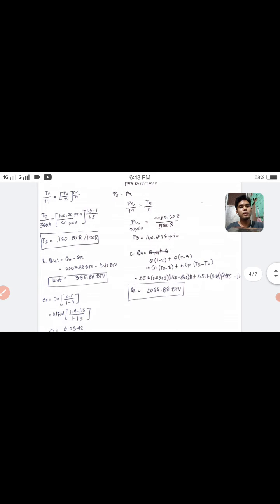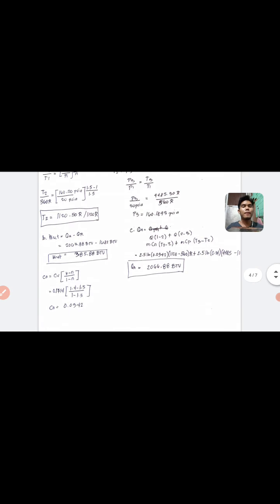And now let's go to the letter B. So we are finding our work net. Since we know the formula for work net is equal to QA minus QR, and we have the value of our QR, but we don't have the value of our QA. So let's just proceed for the letter C, since we could find here the value of our QA.